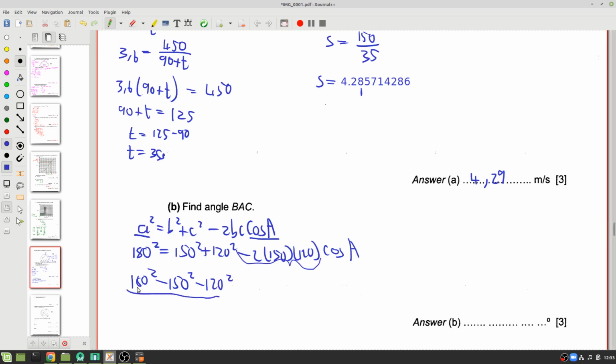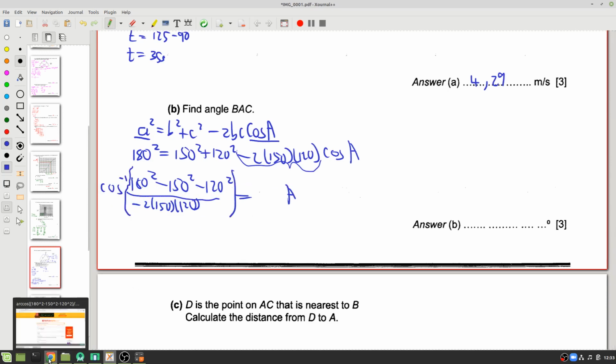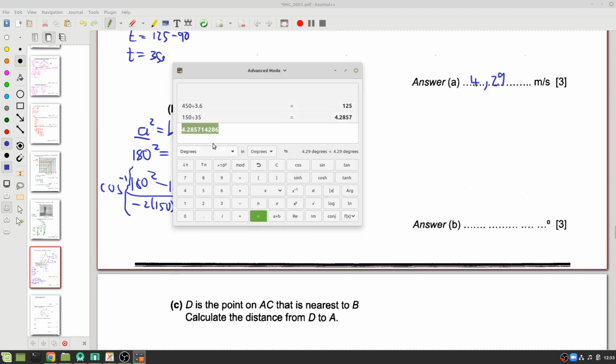So we're going to say divided by negative 2 times 150 times 120, and that'll be equal to the cosine of A. And then finally, to get A by itself, instead of cosine of A, we want to take the arc cos, or the shift cos as we sometimes call it. So we just want to take shift cos of this whole thing, and that'll be equal to our angle. So let's type that one into our calculator.